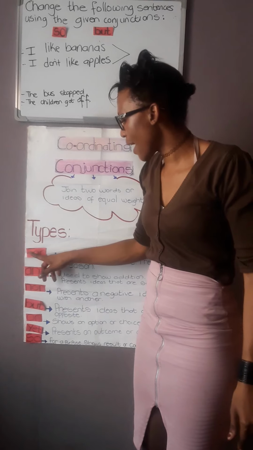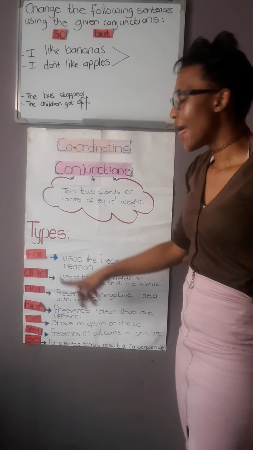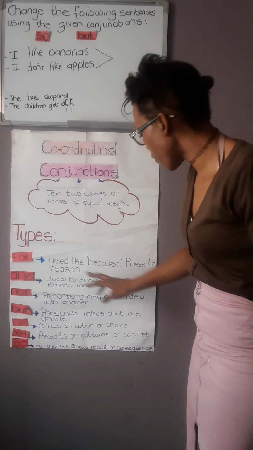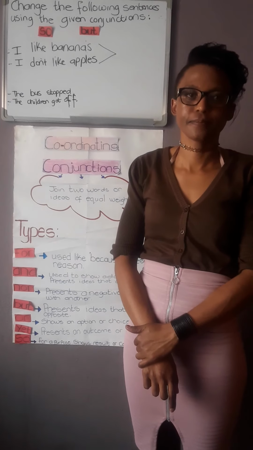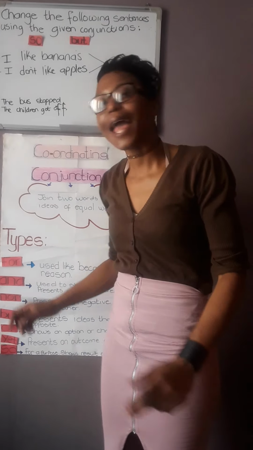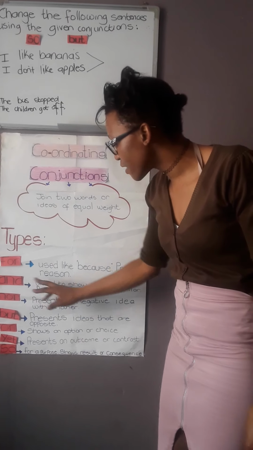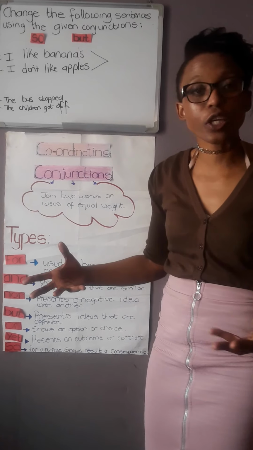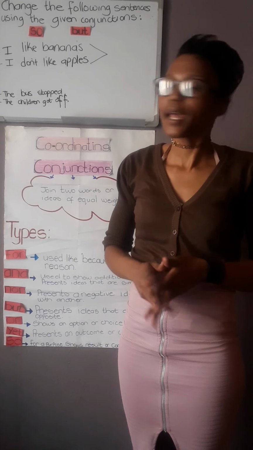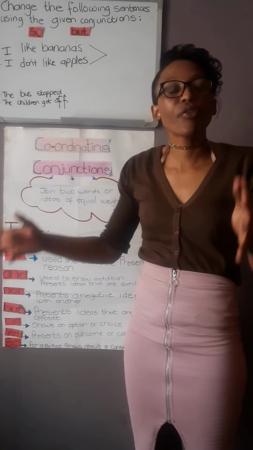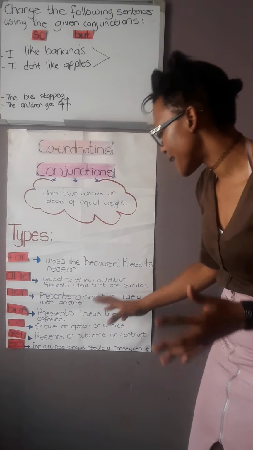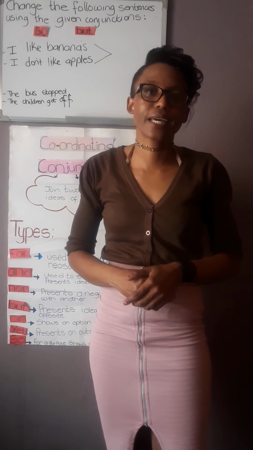So as you mentioned, F stands for "for", and "for" is used like "because". So "for" presents a reason. We'll then look at the second coordinating conjunction in the FANBOYS, being "and". And here we see that "and" is used to show addition, and it also presents ideas that are similar. Then we take a closer look at the third coordinating conjunction in the FANBOYS, "nor", and we can see that "nor" presents a negative idea with another negative idea.